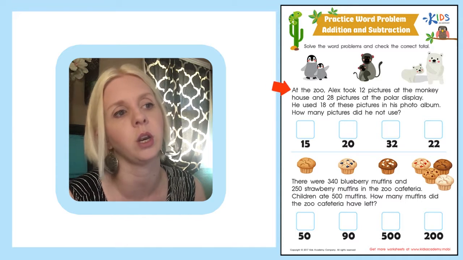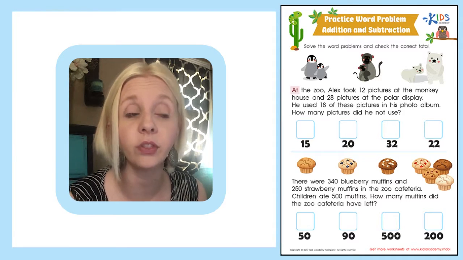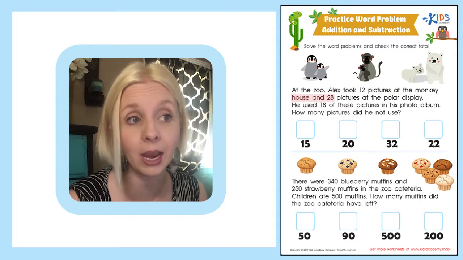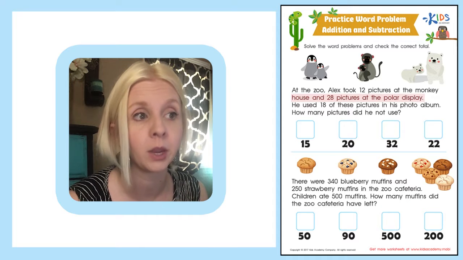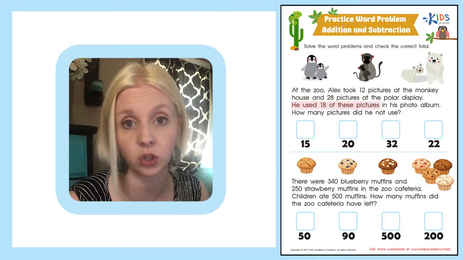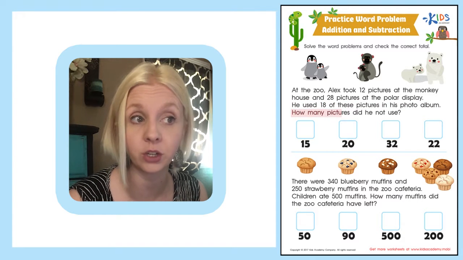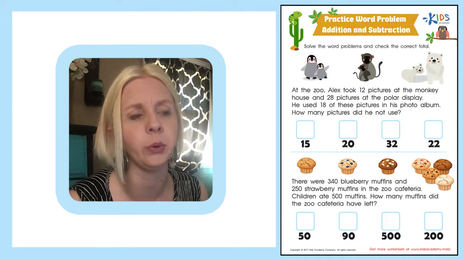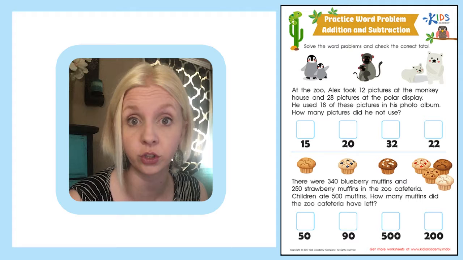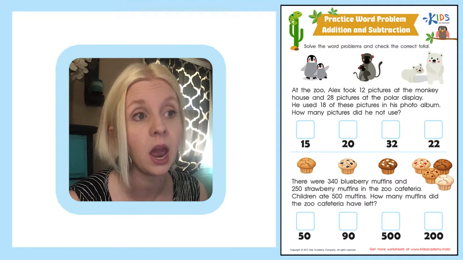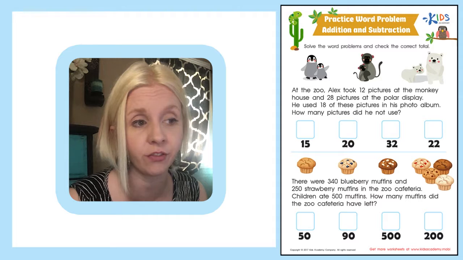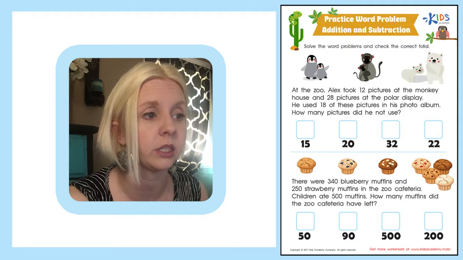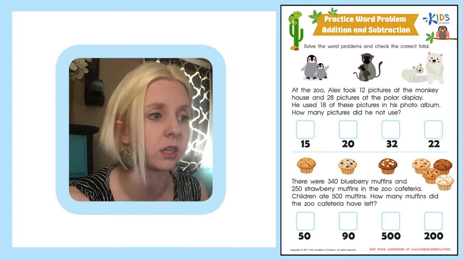Let's read through the first question here. The first question says, at the zoo, Alex took 12 pictures at the monkey house and 28 pictures at the polar display. He used 18 of these pictures in his photo album. How many pictures did he not use? So, what it looks like we need to do is determine how many pictures that Alex took all together, and then we're going to subtract 18 from that to find out how many that he did not use. So let's go ahead and get started with that.